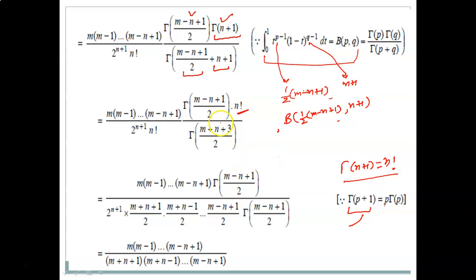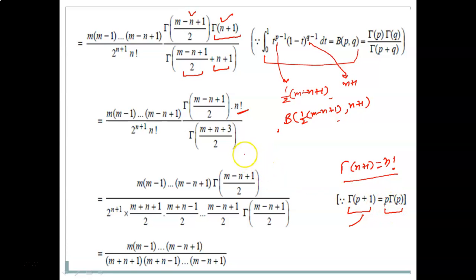Now for the cancellation of the terms, because in our proof we don't require this gamma function, we have to simplify this gamma function. In fact, the gamma function in the denominator has the higher value. This is (m plus n plus 3) by 2, but here it is (m minus n plus 1) by 2. So this is the lower quantity and this is the higher quantity. The higher can be reduced to the lower again and again. So using this form, suppose you are having gamma of p plus 1, it can be written as p into gamma p, which means you can just subtract 1 here and write the rest like this.